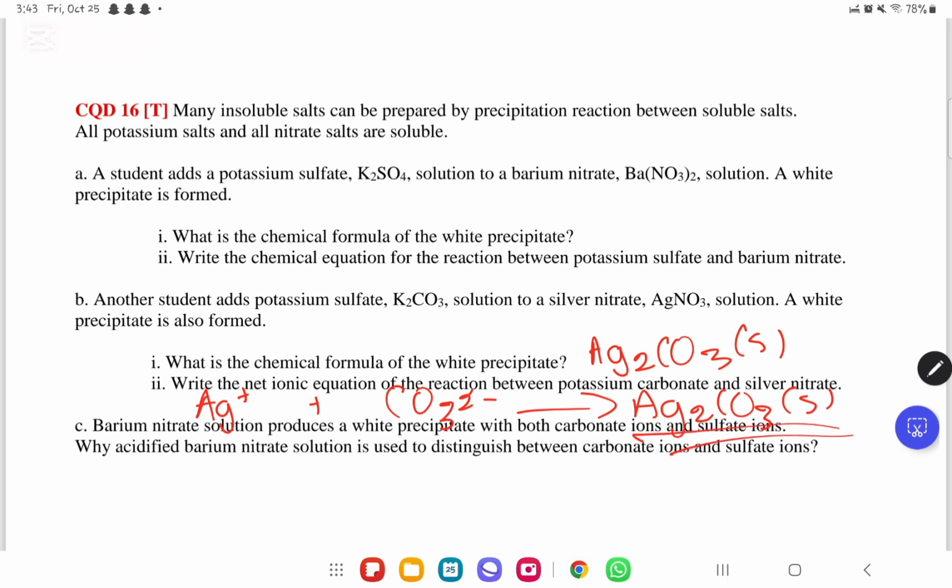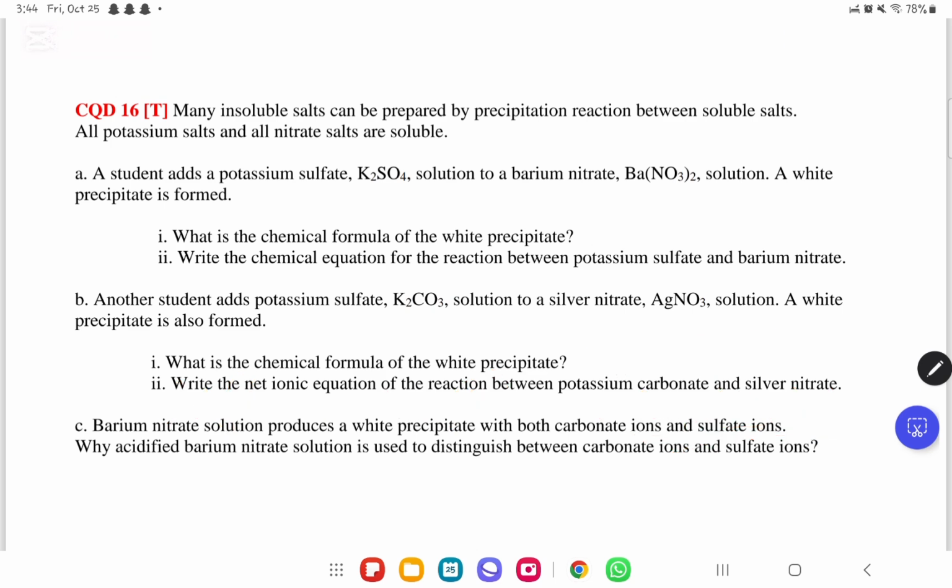Our precipitate is Ag2CO3. So it becomes Ag+ plus CO3 2- gives us Ag2CO3 solid. Is it balanced though? No, it's not, because we have 2 minus and we have only 1 plus. So to balance it, we're going to multiply the Ag by 2. So that is then part B done.